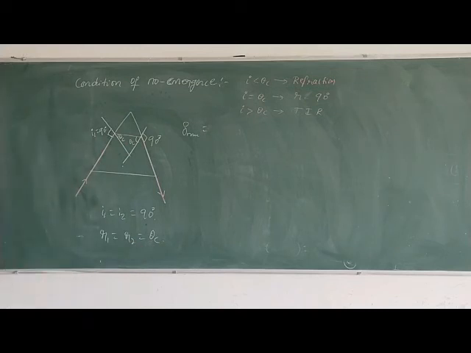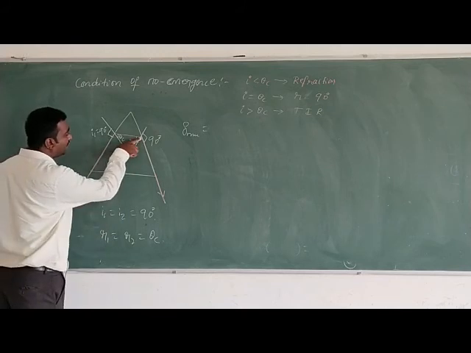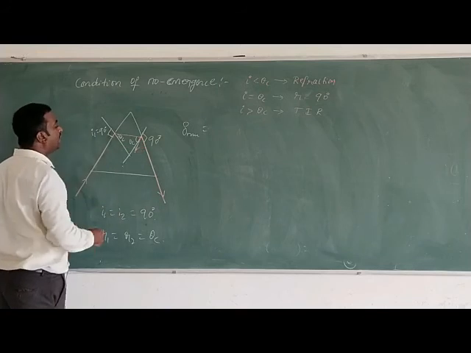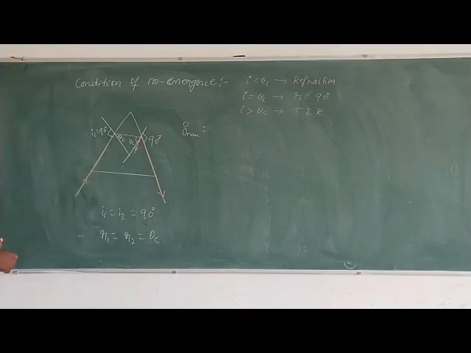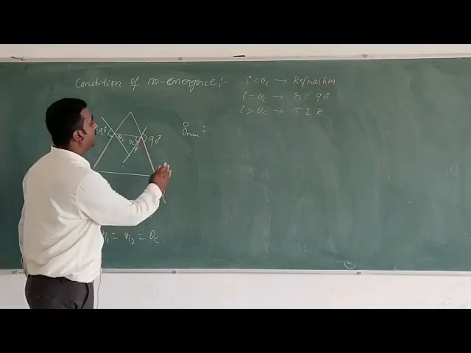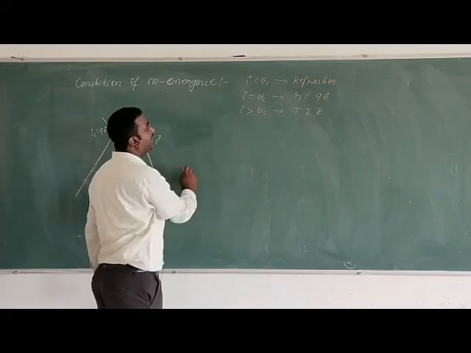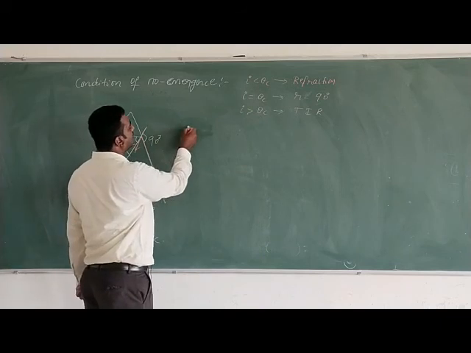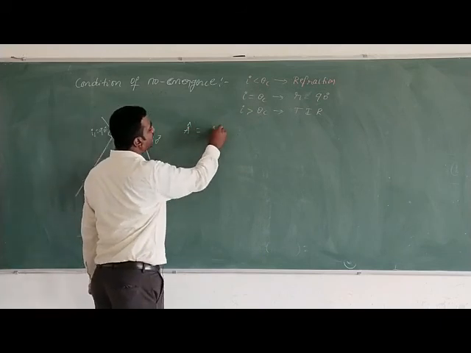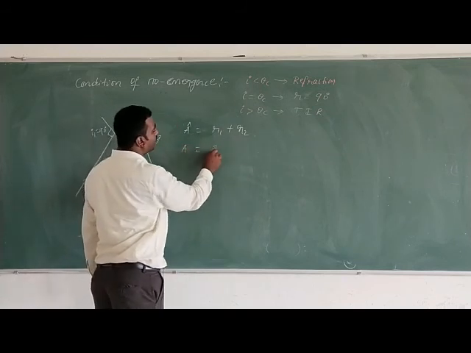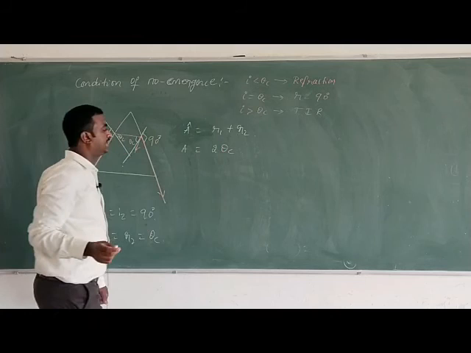But our intention is to calculate the condition where the light ray should not emerge. The incident light ray should come back into the same medium. It should obey the TIR phenomenon, so the angle of incidence should be greater than the critical angle. That means the angle of the prism, R1 plus R2, with R1 and R2 equal to theta c, becomes 2 theta c.